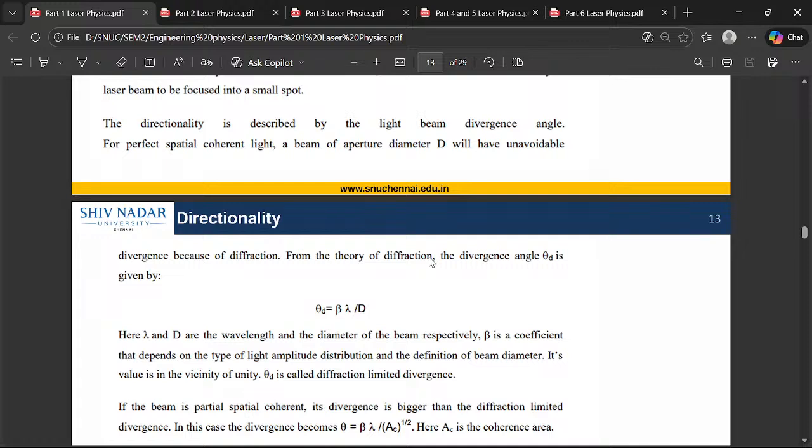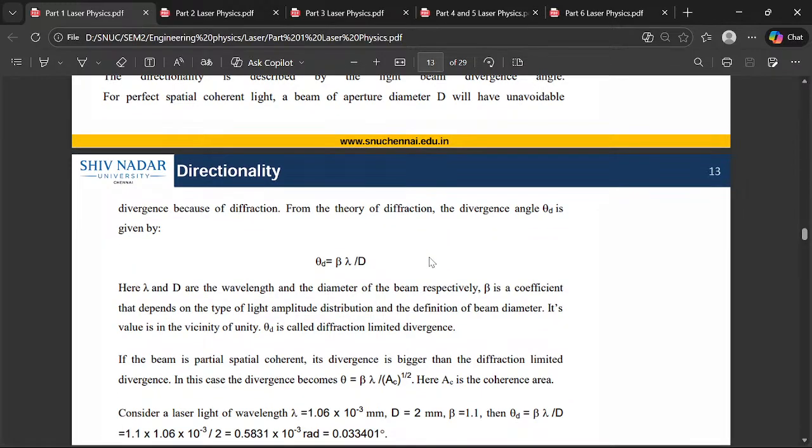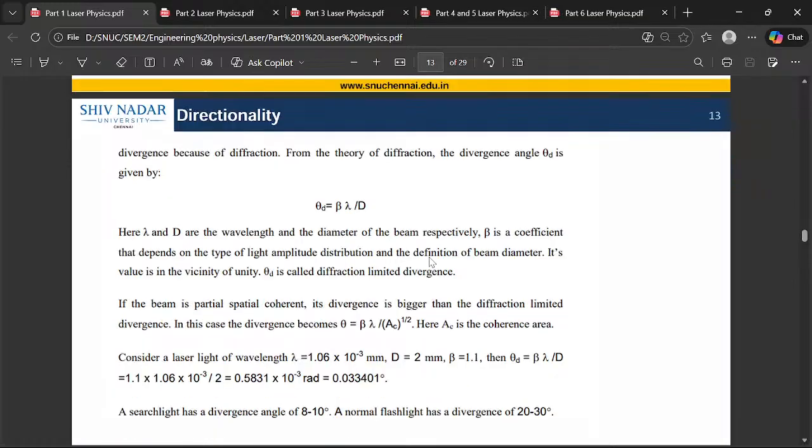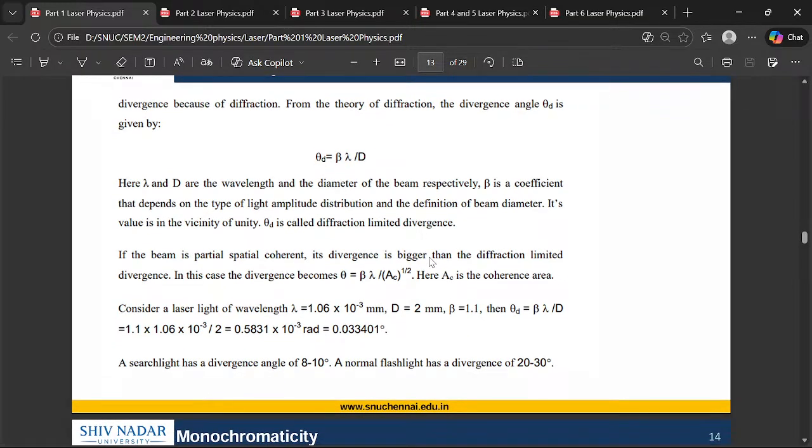So the directionality of the light can be given in divergence angle. It is given as theta d, which is equal to beta lambda divided by capital D. Here, lambda and capital D are the wavelength and diameter of that beam respectively, and beta is some coefficient which can be related to that theta.